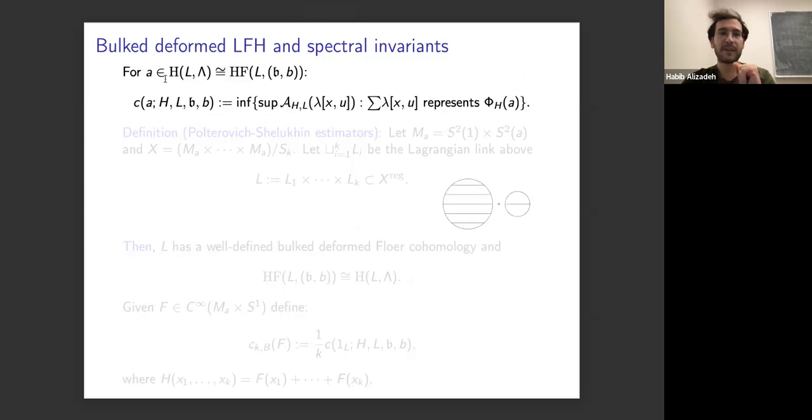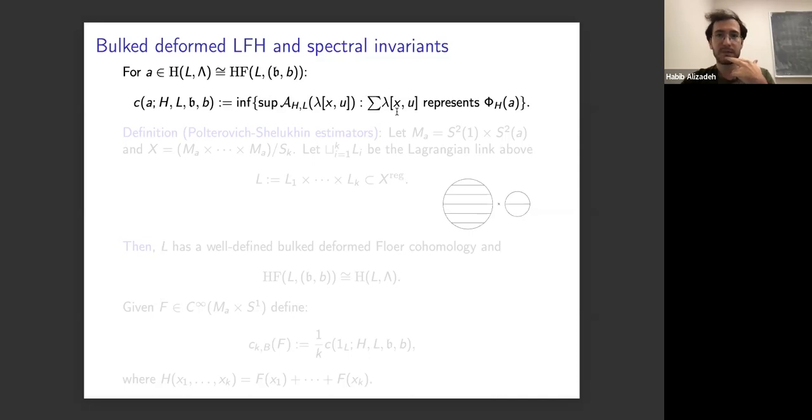What is important is that this group has a filtration. So if I take a cohomology class and map it to the other group that has a filtration, I can represent it by different representatives. These are the generators of the other group, and I take all the representatives, and then I look at the biggest filtration that they have, and then I infimize over all the representatives. If you have seen spectral invariants before, this is easy to digest. If you haven't, it's probably a bit crazy definition, and it's hard to digest the first time seeing it.